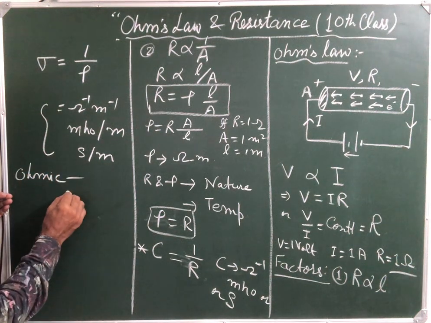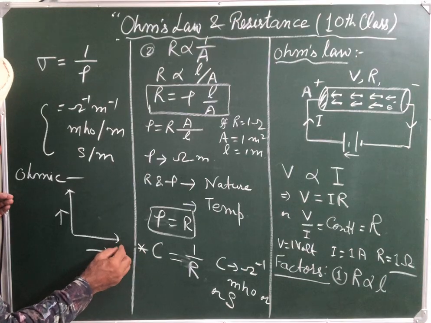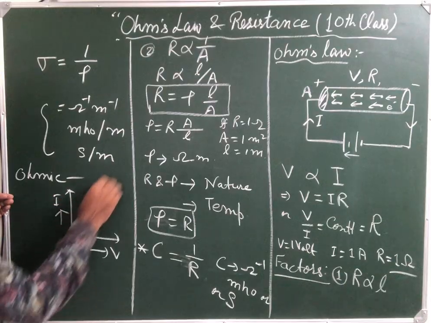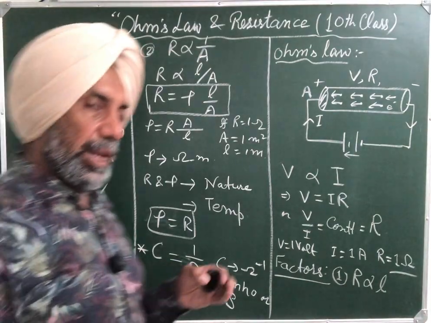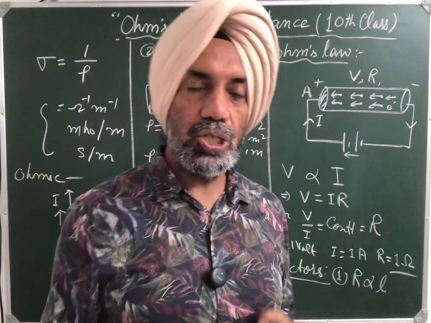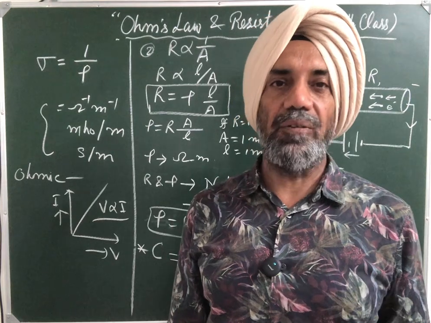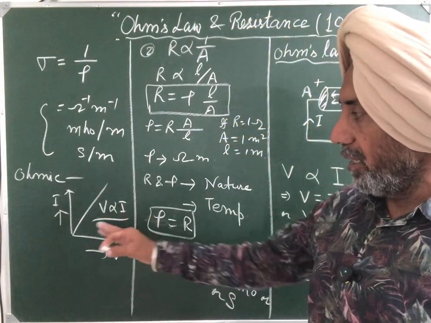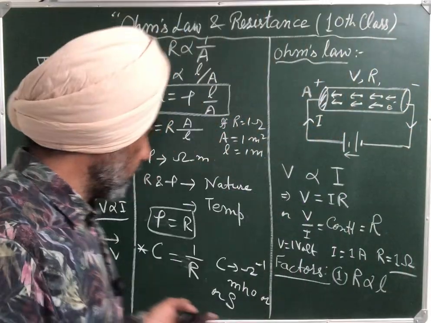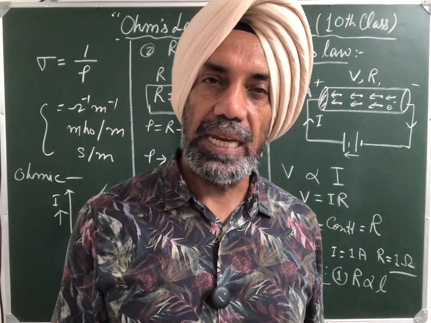Then there are ohmic and non-ohmic devices. Ohmic devices are those for which resistance is constant, or the graph between V and I comes out to be a straight line, or which obey Ohm's law, V is proportional to I. Those devices or resistors which obey Ohm's law are known as ohmic devices. For example, all metals obey Ohm's law.